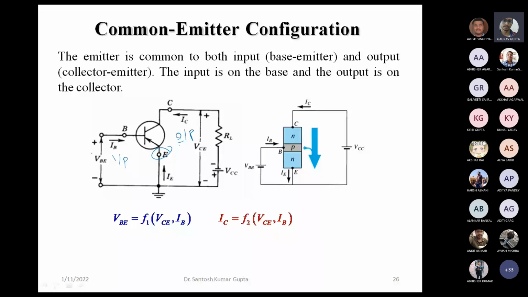This is a symbolic view, and this is the transistor view. If we look at this transistor circuit, this is a PNP illustration, and this is an NPN illustration. In the PNP, the actual current will flow like this here, whereas in the NPN transistor, the actual current flows like this.